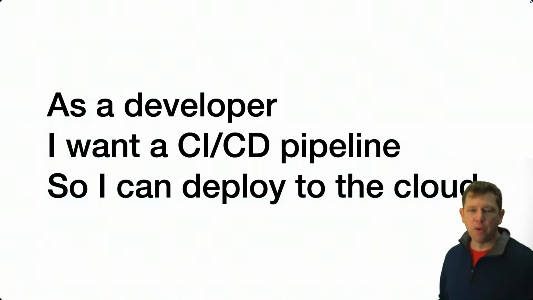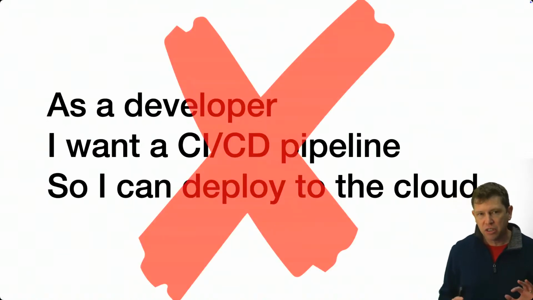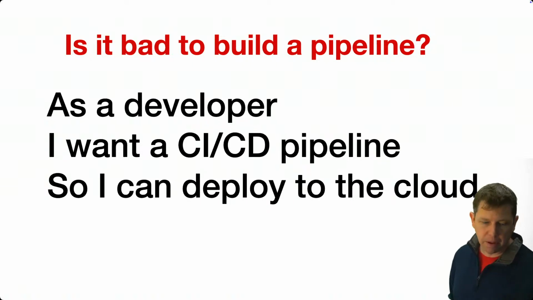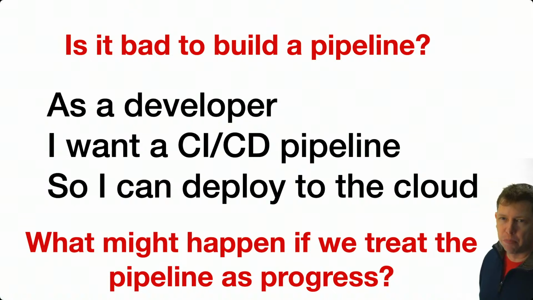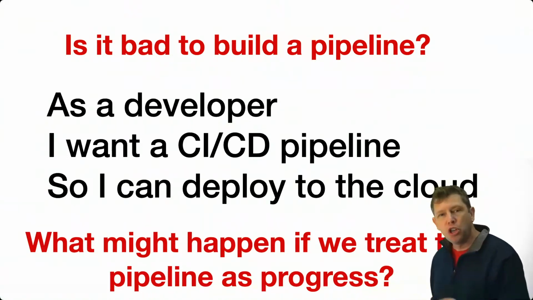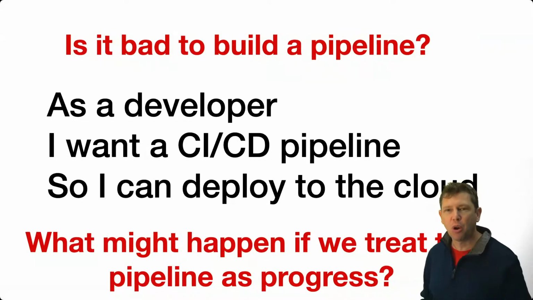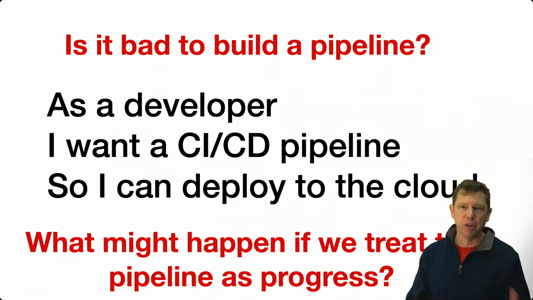So, as a developer, I want a CI/CD pipeline so I can deploy to the cloud. I would say this is not a good story. Not that it's bad to build a pipeline, but what might happen if we start treating the pipeline as progress? Well, and I've actually seen this happen, we could spend a year working on our pipeline before we ever get to the user story, and then discover that when we start working on user stories, the pipeline we built is not at all fit for the purpose that we actually need.